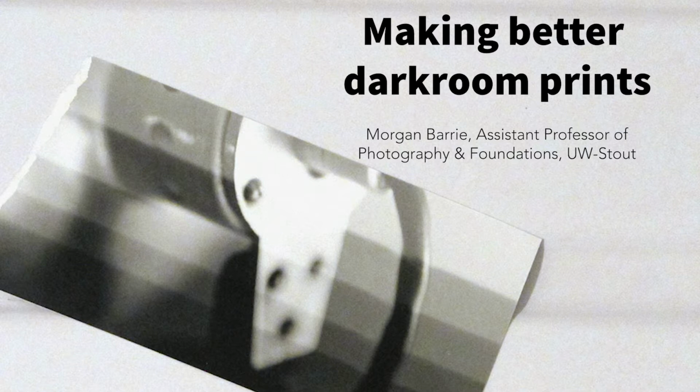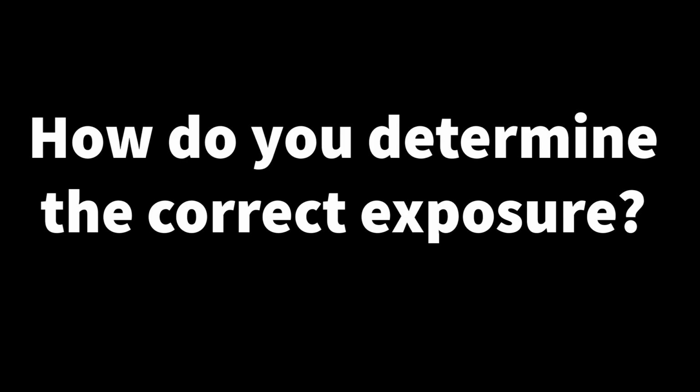So I want to start by actually looking at this test strip here. Most of you at this point have already made a test strip. An early question is, how do you actually determine what your correct exposure should be? How do you determine what your correct exposure time is? How do you figure out if you need to maybe open up the aperture on your enlarger or stop it down to allow more or less light in through that process?